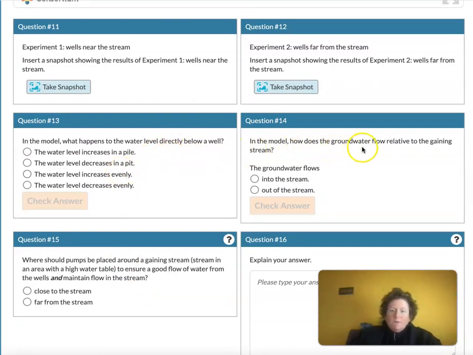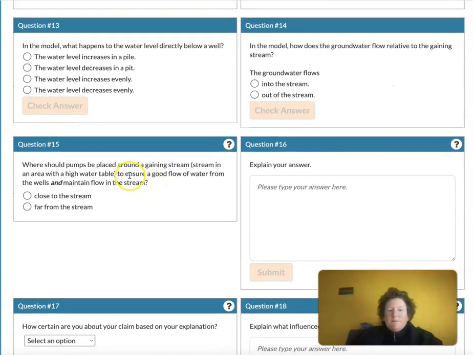In the model, how does groundwater flow relative to the gaining stream? If it's a gaining stream, is the groundwater going to flow into the stream so it gains, or is it going to flow out of the stream so it loses? Where should pumps be placed around a gaining stream in an area with a higher water table to ensure a good flow of water from the wells and maintain the stream? Because that's close to wildlife, it's important to people who live along that stream. Are we going to put them close to the stream, or are we going to put them far away from the stream?